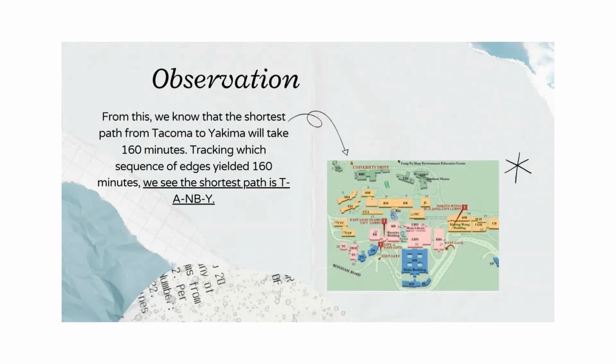Drawing the observation for the problem, we know that the shortest path from Tacoma to Yakima will take 160 minutes. Tracking the sequence of edges yielded 160 minutes. We see the shortest path is T to A to NB to Y.